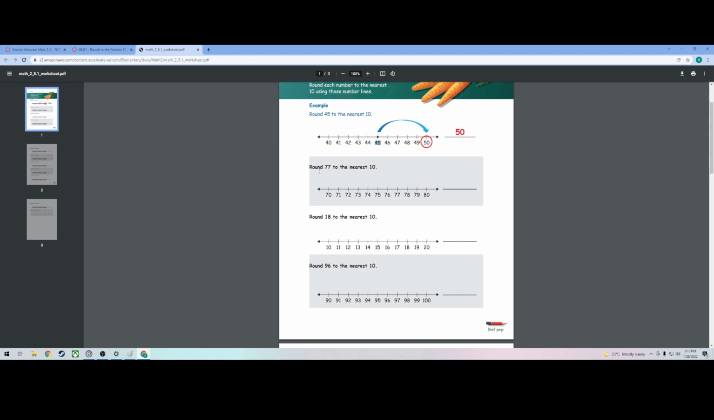Next question, round 77 to the nearest 100. Where is 77 on the number line? Here. Sorry, to the nearest 10. Where is the nearest 10, Baba? Now 77 comes between 70 and 80. The nearest 10 is 80. 1, 2, 3, 4, 5. And the answer is 80.